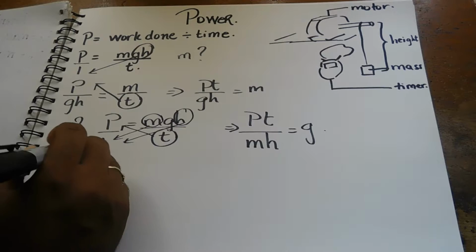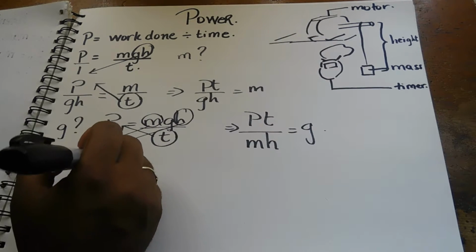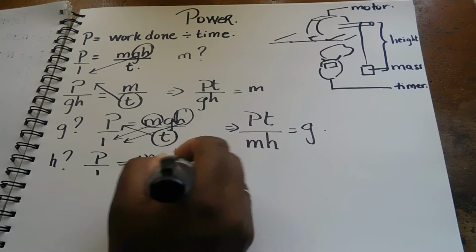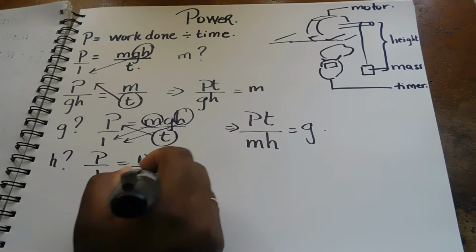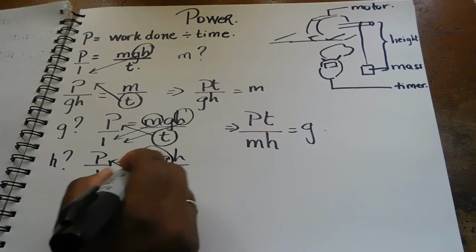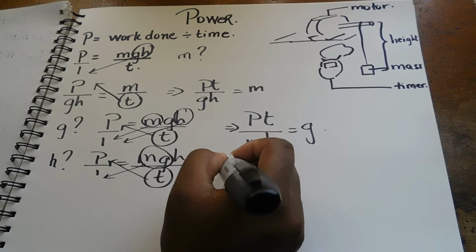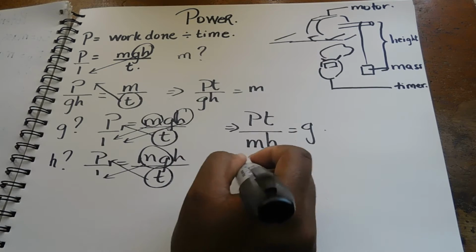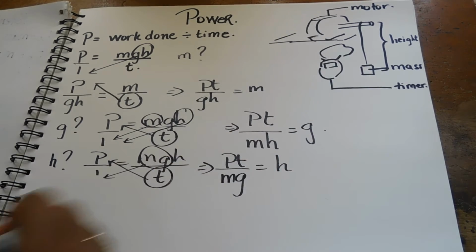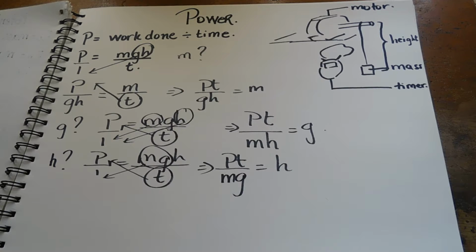And now suppose you want to look for h. Again, you have p over 1 equal to mgh over t. Get rid of this, move it diagonally up. Get rid of this, move it diagonally across. And you have pt over mg equals h. Cool?